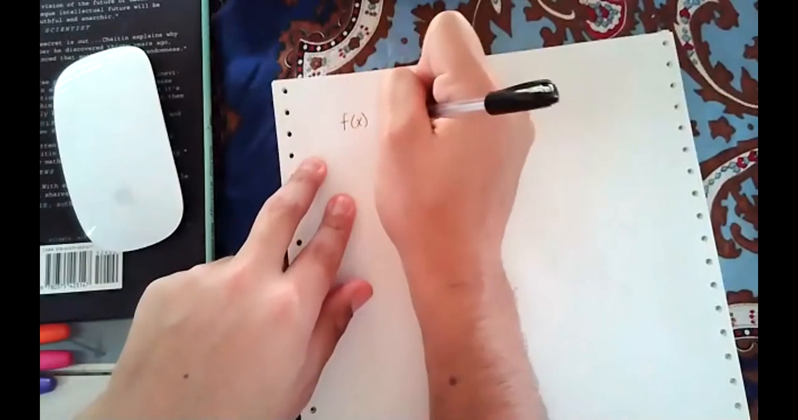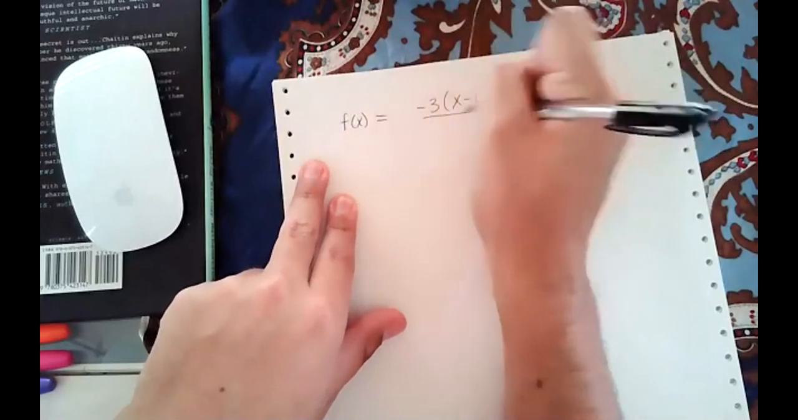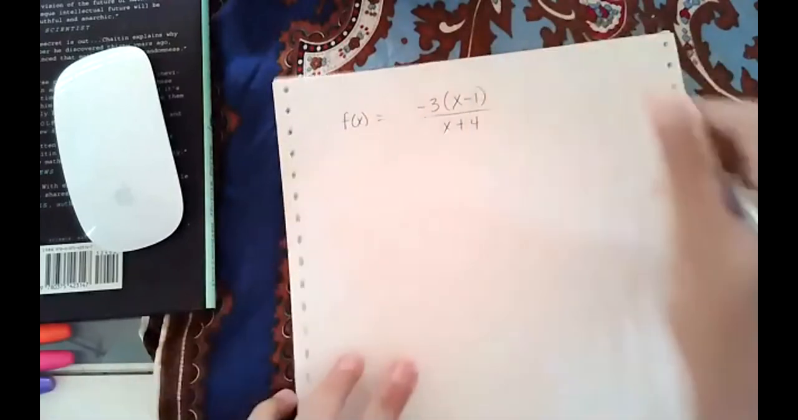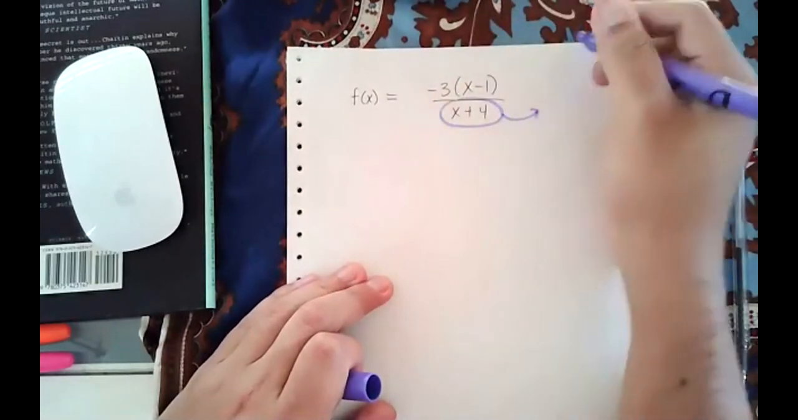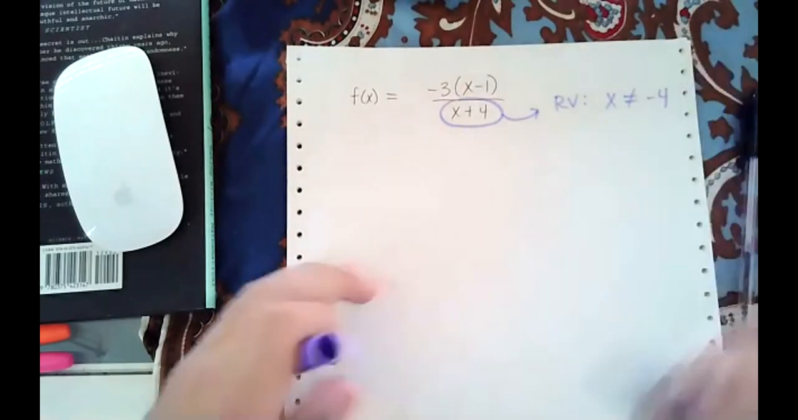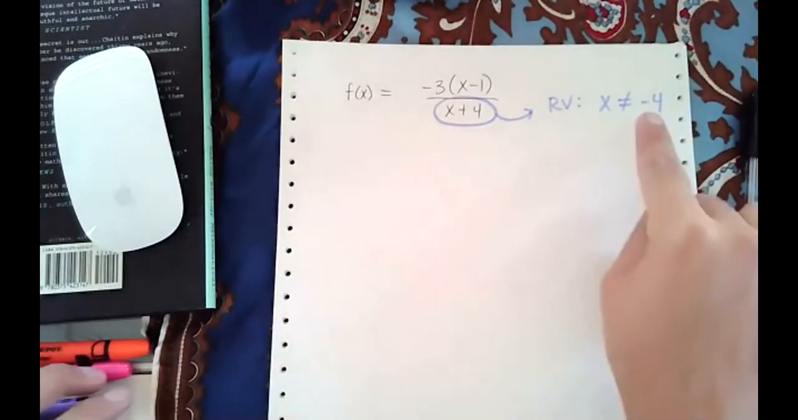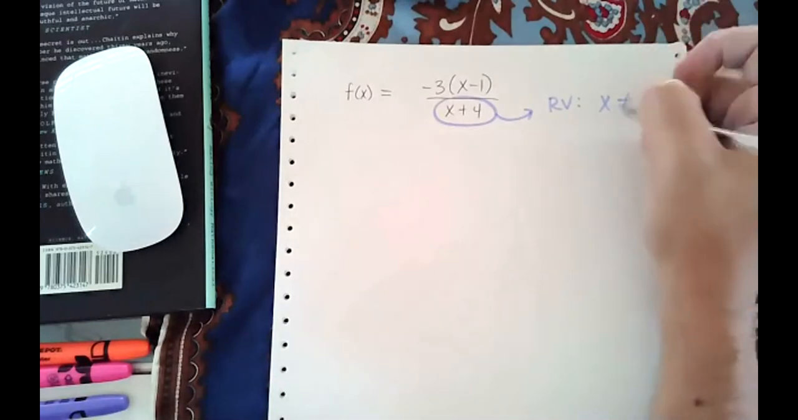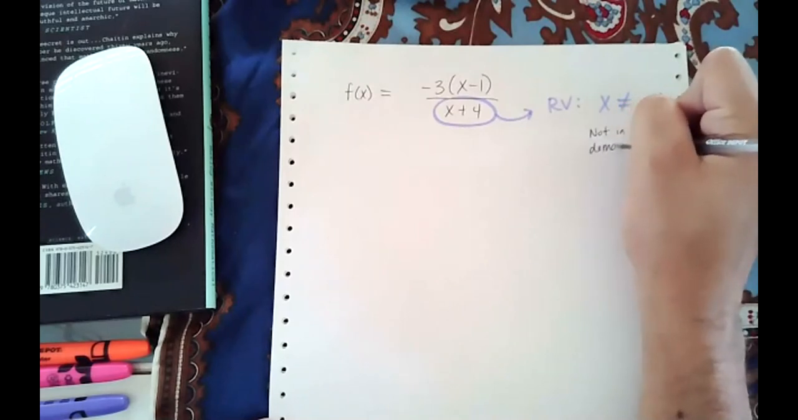So if we look at this function, then the denominator tells us our restricted value is that x cannot be equal to negative 4. And this is going to manifest in a certain way on the graph, right? This value of x is not in the domain. It's not in the domain of the function.